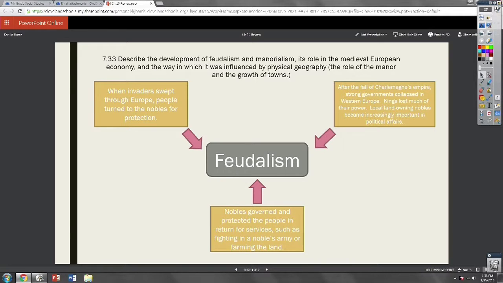After the fall of Charlemagne's empire, strong governments collapsed in Western Europe. Kings lost much of their power. Local landowning nobles became increasingly important in political affairs, all leading to the political order of feudalism.